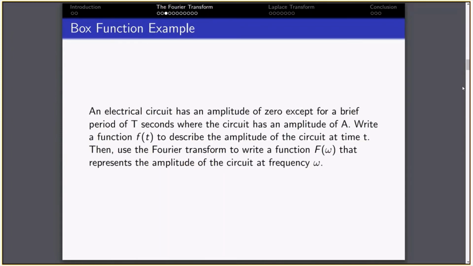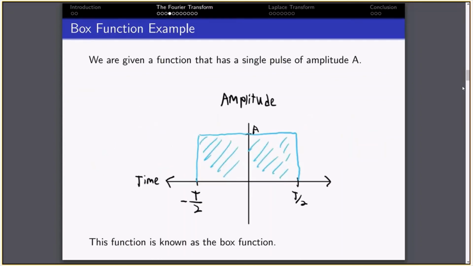So for our first example, an electrical circuit has an amplitude of 0 except for a brief period of T seconds where the circuit has an amplitude of A. Write a function f of t to describe the amplitude of the circuit at time t. Then use the Fourier transform to write a function capital F of omega that represents the amplitude of the circuit at frequency omega. So to get an understanding of what this question is asking, the best thing to do is probably to draw a picture.